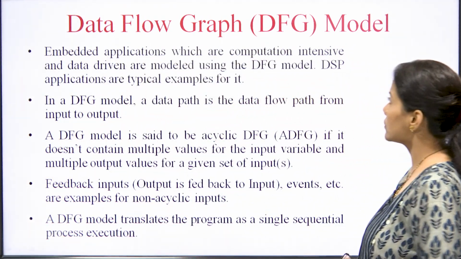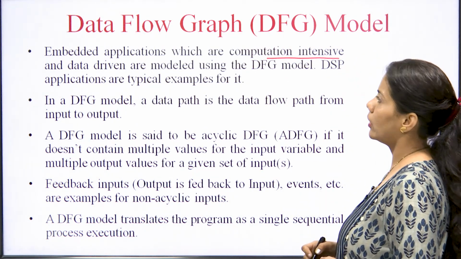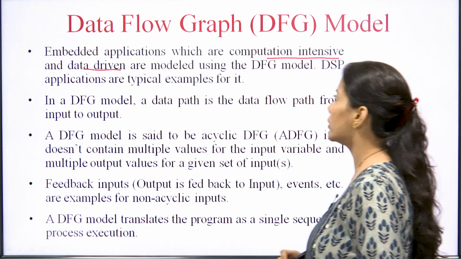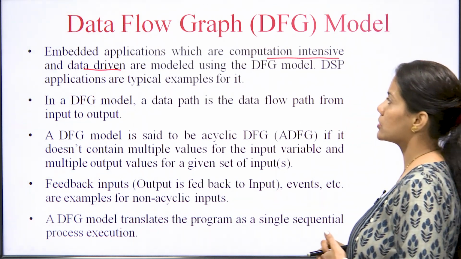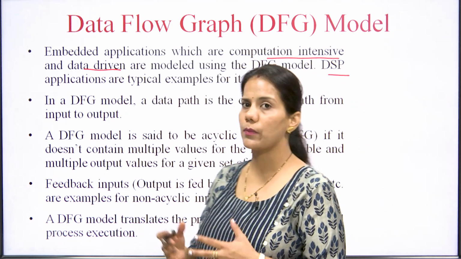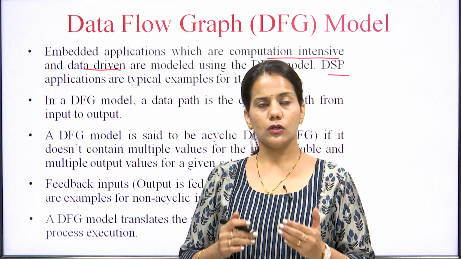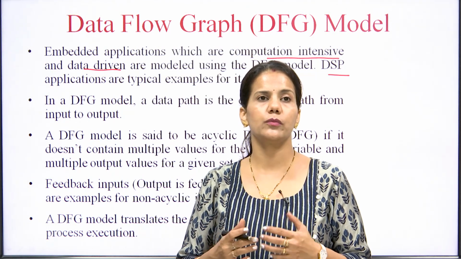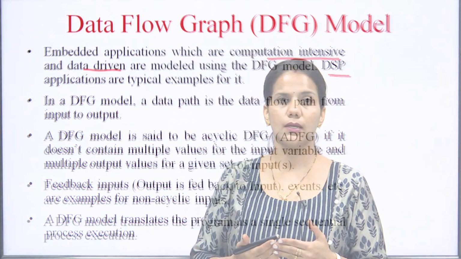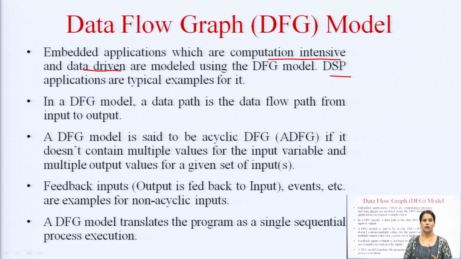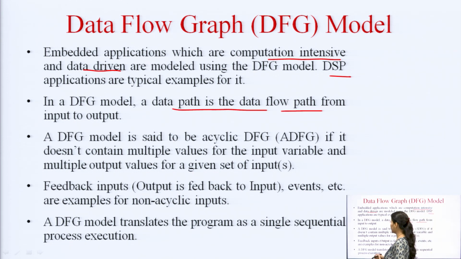Embedded applications which are computation intensive, or data driven, are modeled using this model. DSP applications are typical examples of this, because in DSP applications the main focus is on the various process nodes and the data flow between those nodes. So, DSP applications are a perfect example for the data flow graph. In this model, a data path is the data flow path from input to output. It is said to be acyclic if it does not contain multiple values for the input variable and multiple output values for a given set of inputs.